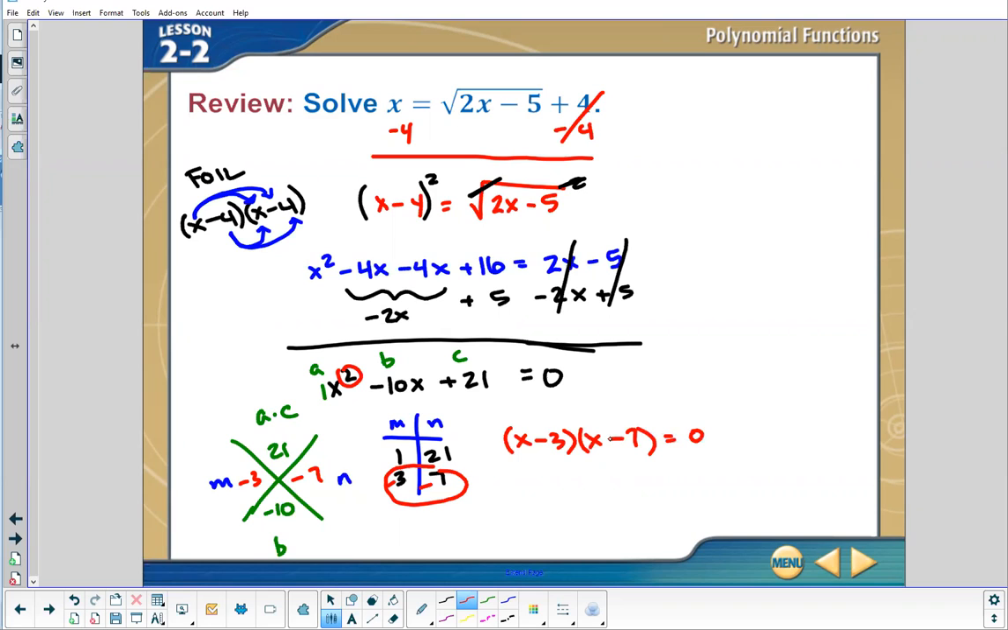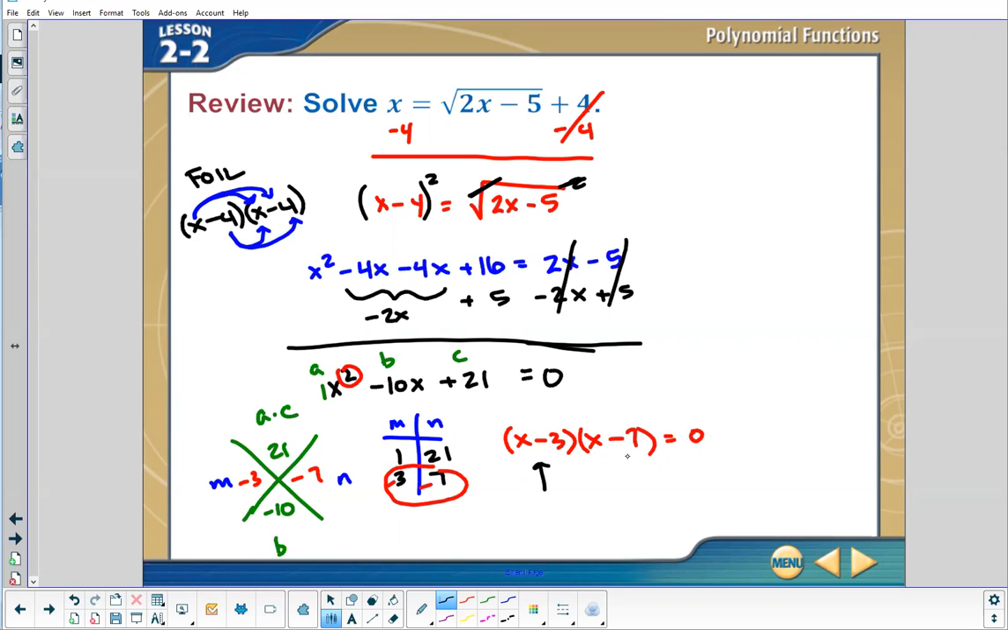All this equals 0. So the only way to multiply and get 0, according to the zero product property of algebra 1 and algebra 2, is that one of these parentheses has to equal 0. It's the only way you can multiply and get 0. And so what value of x here would make this parentheses become 0? Positive 3 or negative 3? Positive 3.